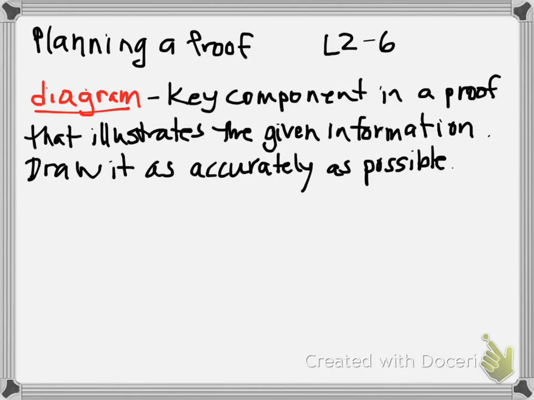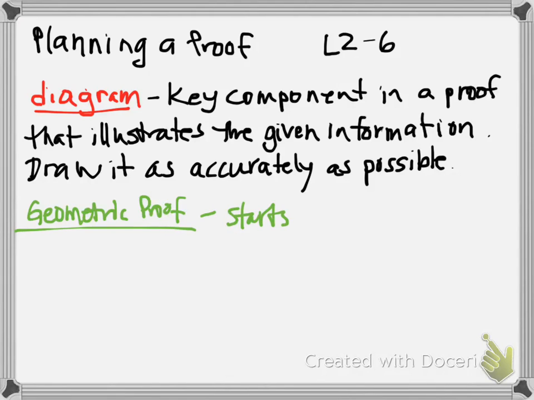And then, of course, what do we mean by a proof? So, geometric proof. We call it geometric because this is something that we do in a geometry class, but proofs are used in other places as well. Okay? So it starts with given information. That's your hypothesis. And what you are to prove.